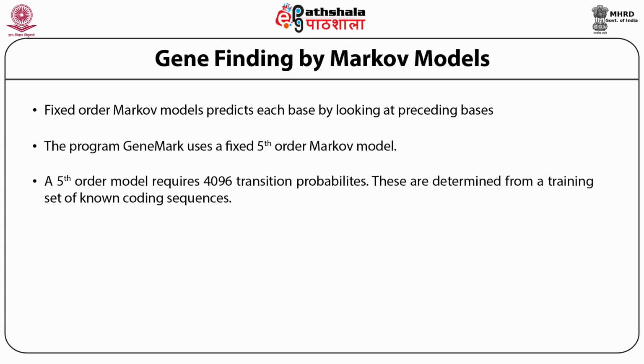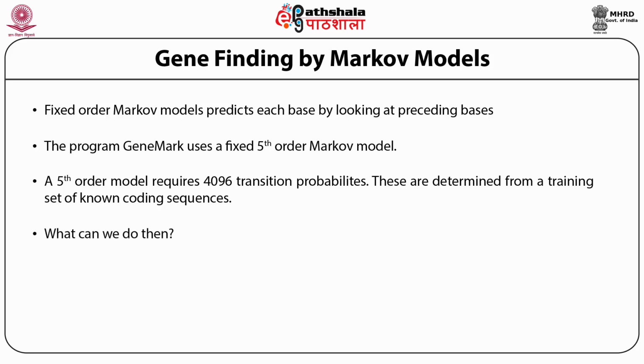That means that it has, in a training set, created the frequencies of all the 4096 pentanucleotides. So given a gene sequence, it looks at all the possible pentanucleotides present in your unknown sequence and tries to see if their occurrence is predicted by the Markov model which has been generated using these 4096 pentanucleotide transition frequencies.